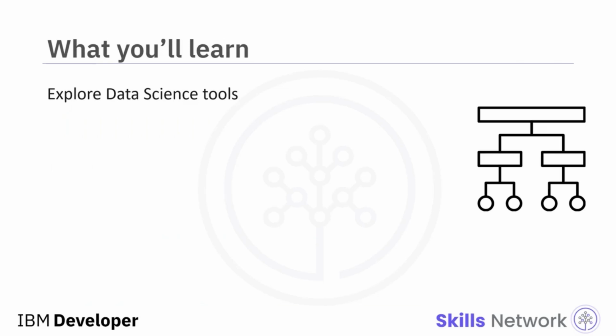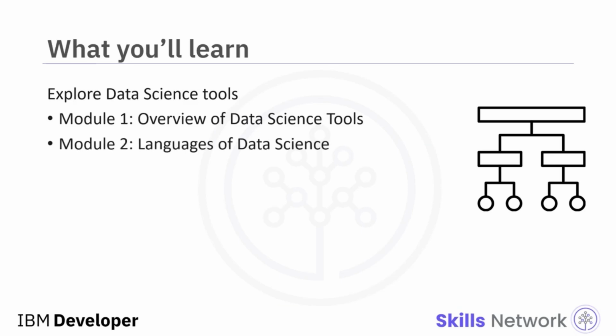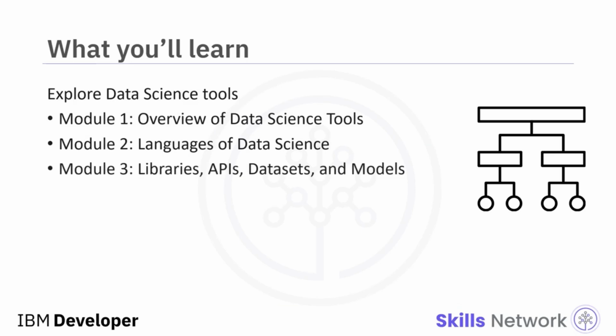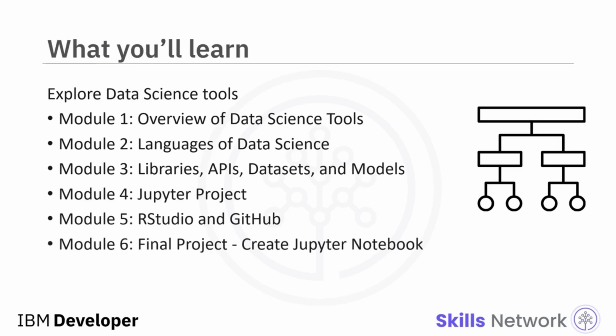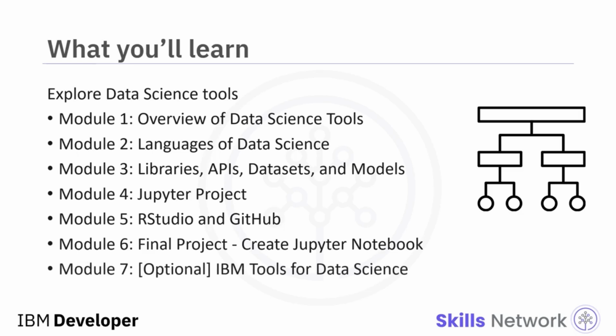Now, a data scientist's toolkit consists of many tools, and in this course, you will explore a variety of them in the following modules. Module 1, Overview of Data Science Tools. Module 2, Languages of Data Science. Module 3, Libraries, APIs, Datasets, and Models. Module 4, Jupyter Project. Module 5, RStudio and GitHub. Module 6, Final Project, Create a Jupyter Notebook. And Module 7, an optional module, IBM Tools for Data Science. Let's now get some insight into what each module offers.